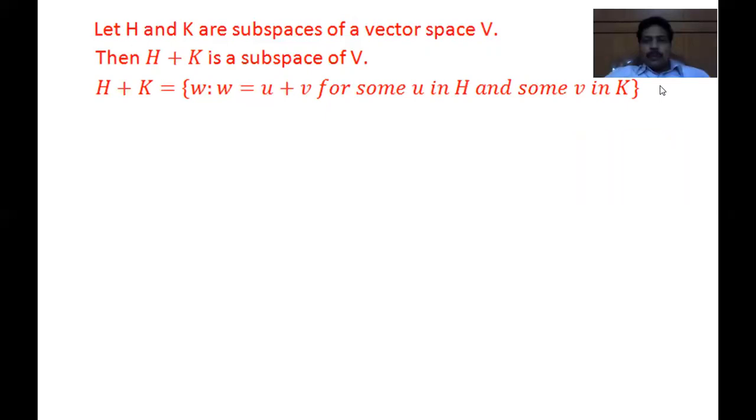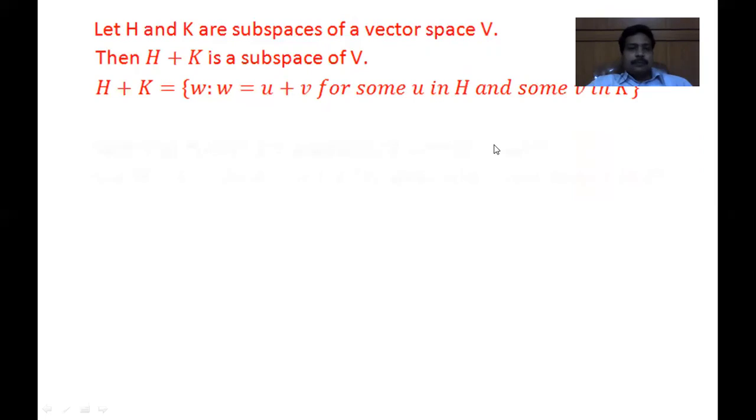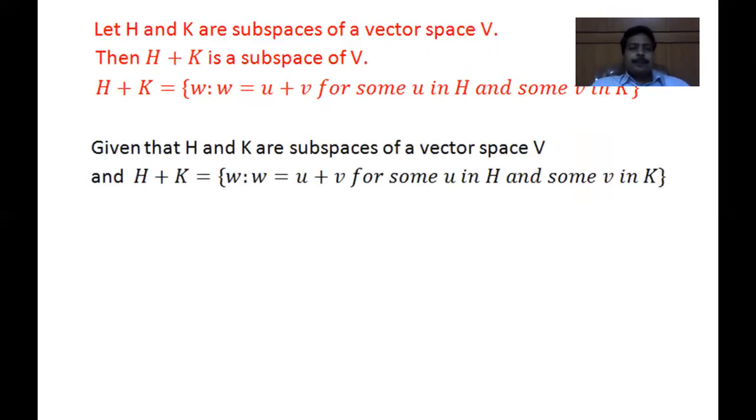So with this definition, let us prove that H plus K is a subspace of V. So this is the given hypothesis. H and K are subspaces. So H and K are obviously vector spaces also. The definition of H plus K is carried through here. Clearly, we can say that since V is a vector space, all these W must be in V also.